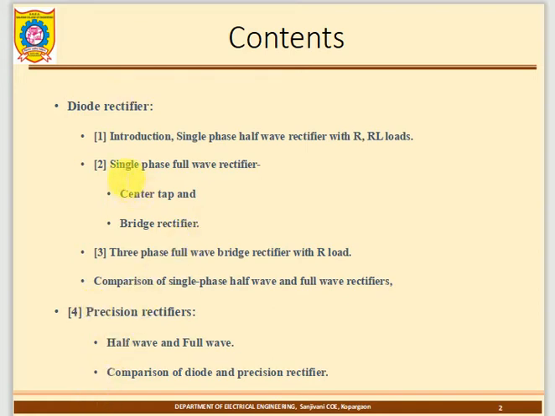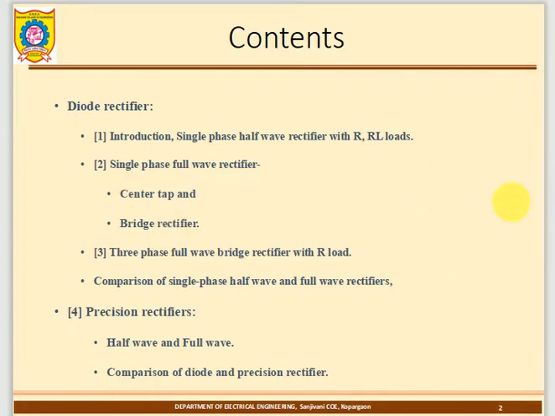The second topic, full wave rectifier, is subcategorized into center tap and bridge rectifier. What is the difference between center tap and bridge rectifier? Both give the same waveform. For example, you go from Kobarkan to Mumbai. You can go by government transport or by private transport. So either you can go for the center tap or the bridge rectifier, just as you can take government or private transport, but your destination, Mumbai, is common.